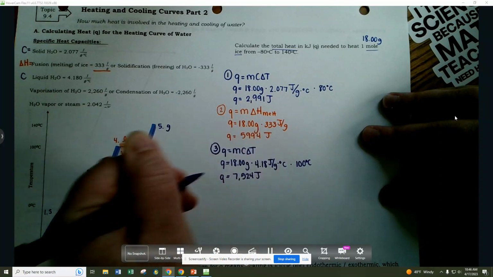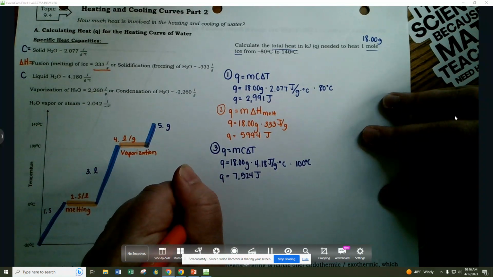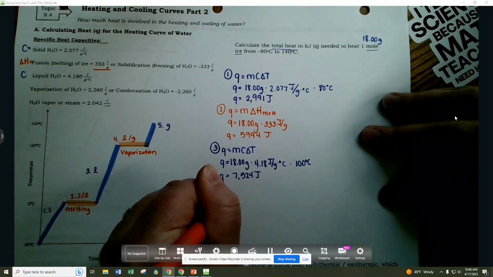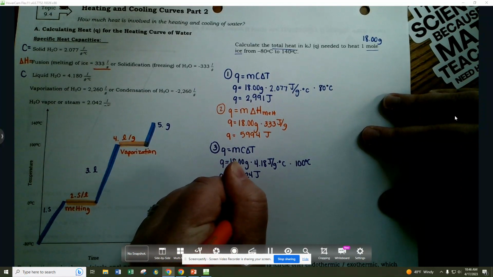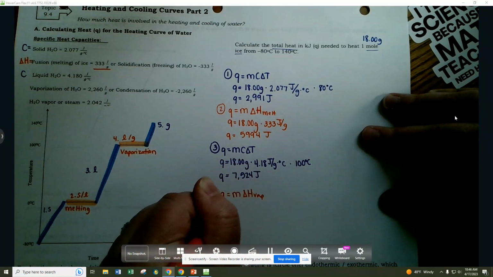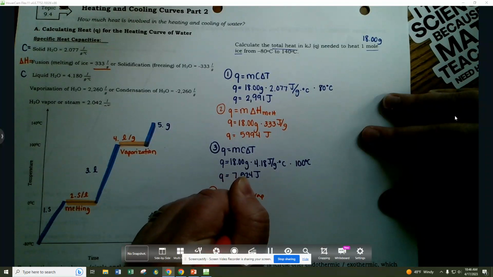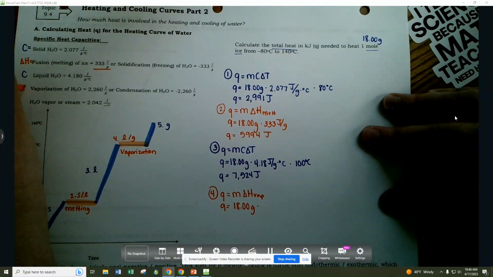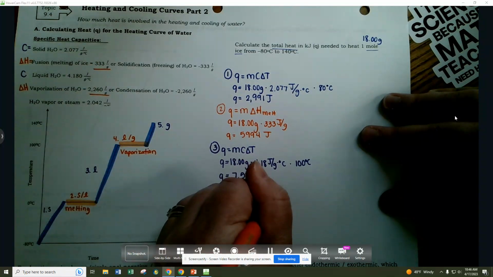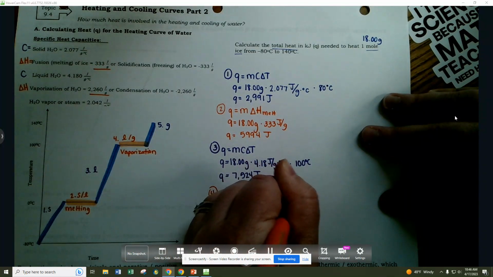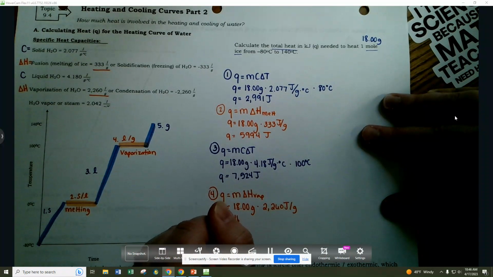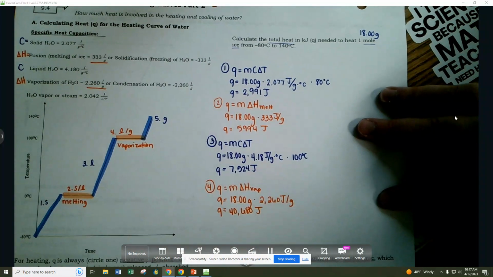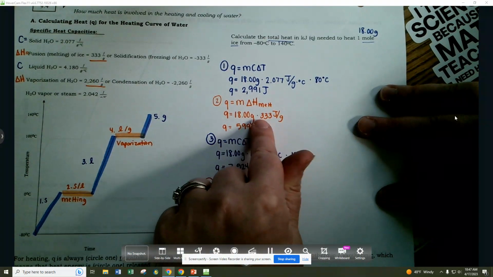7,524 joules. In segment 4, I'm now back to heating a phase of matter, meaning I'm going through a phase change of vaporization. So then I plug in my 18 grams, and my vaporization is this right here. It takes 2,260 joules for every gram of water. And we're going to find that this value is much larger. It's 40,680 joules. So it takes a lot more energy to vaporize a liquid than to melt a liquid.